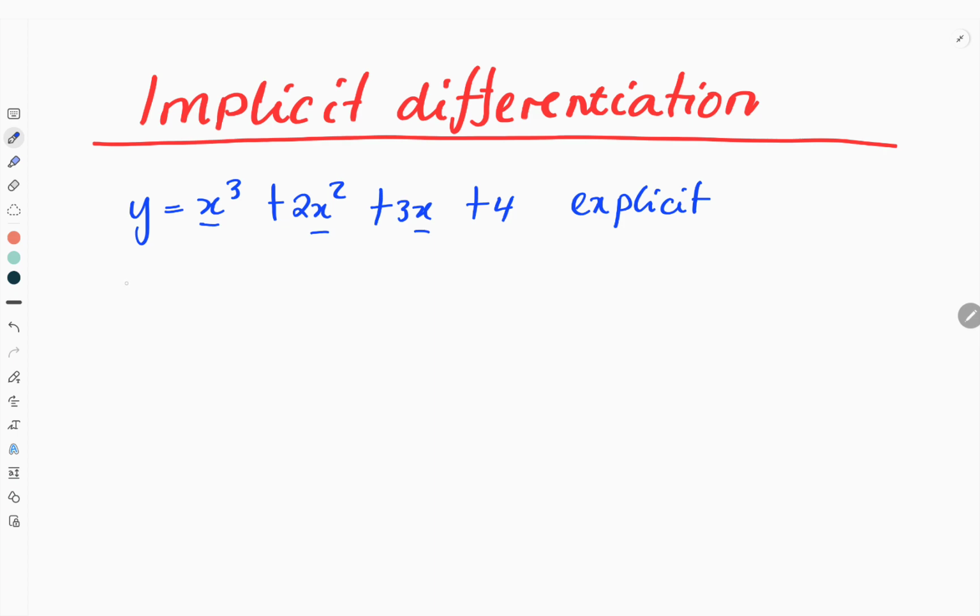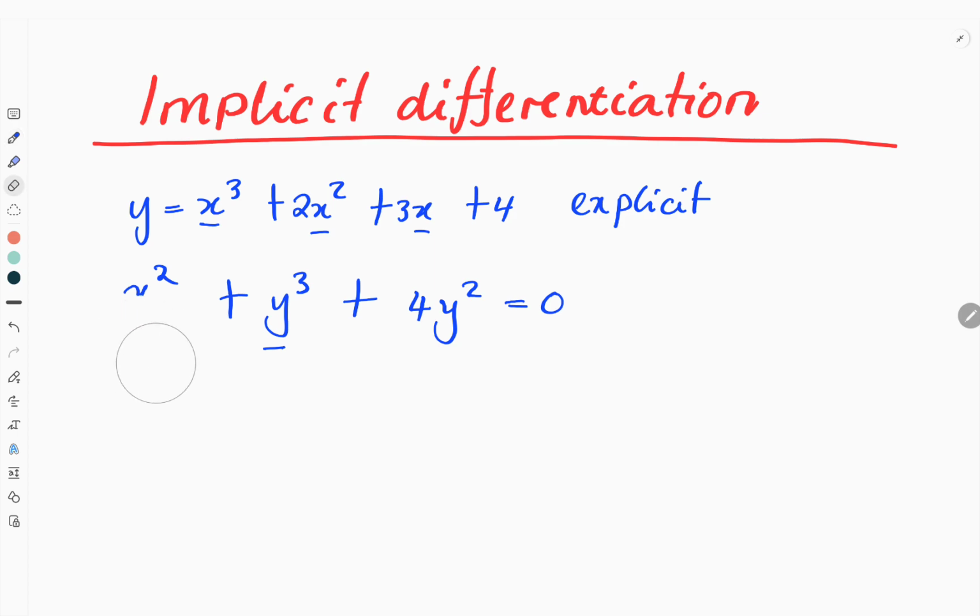However, you can have other functions such as x squared plus y cubed plus 4y squared is equal to 0. This function is not explicitly in terms of x only. You've got a y variable, you've got an x variable. So these are the functions which are called implicit functions.